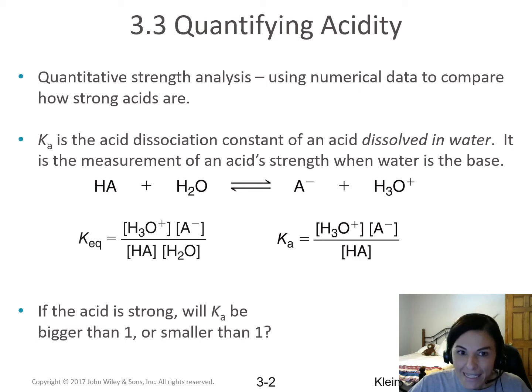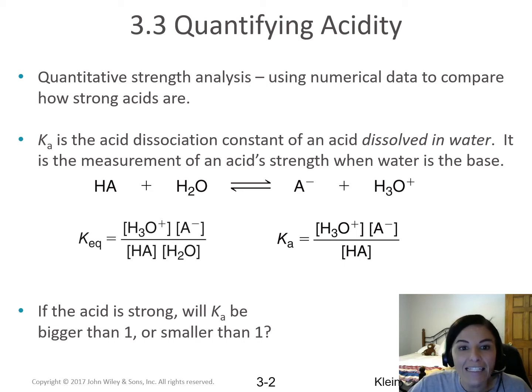And for acids, we simplify this math by taking the concentration of water out of the mathematical equation. We call this value our Ka value for an acid. Each acid has its own Ka value determined by how much of it dissociates, or loses its proton, in water.